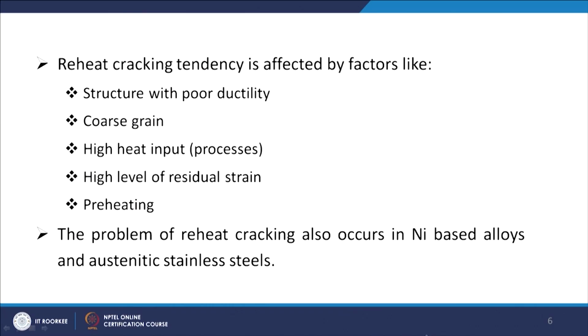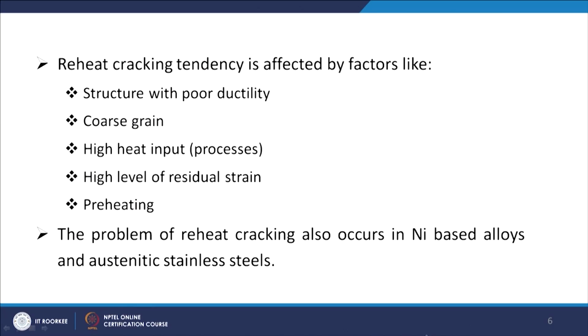Further, what we see is that these factors are important ones in determining whether your cracking tendency becomes more or less. Accordingly, you can find the proper way to control this tendency to have reheat cracking. Now, the next point is the problem of reheat cracking.